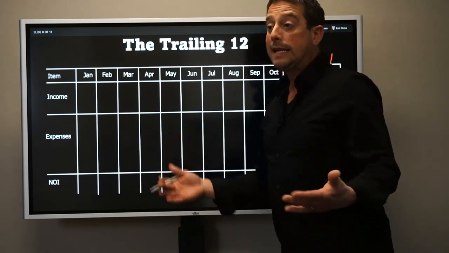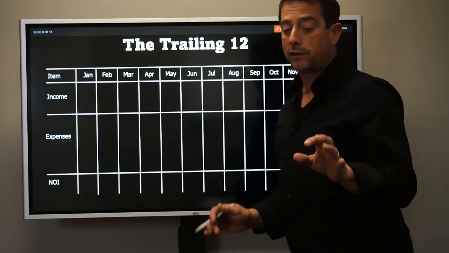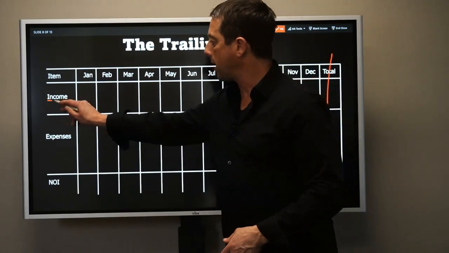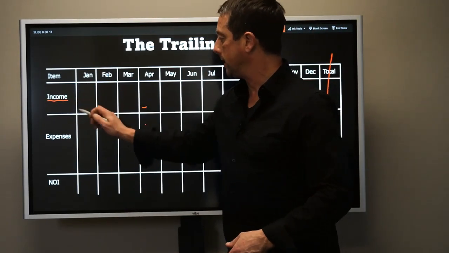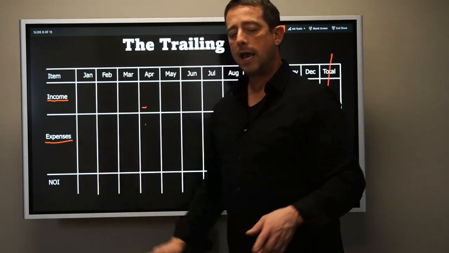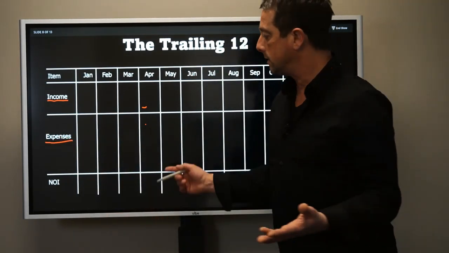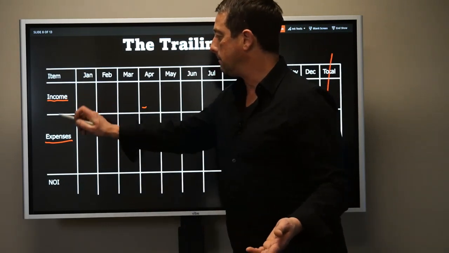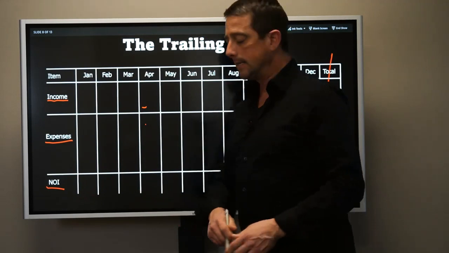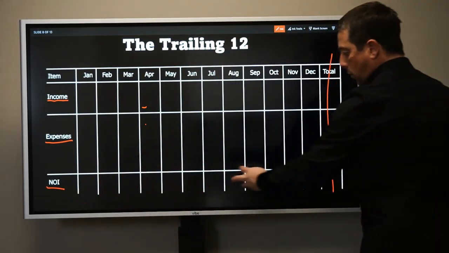So typically, a T12, a profit and loss, always breaks down into the same format. You're going to start off with the upper half of this profit and loss being your income category. Your second half is going to be your expenses. And remember, from the basic underwriting video, income minus expenses equals net operating income. It is the net operating income that we care about.